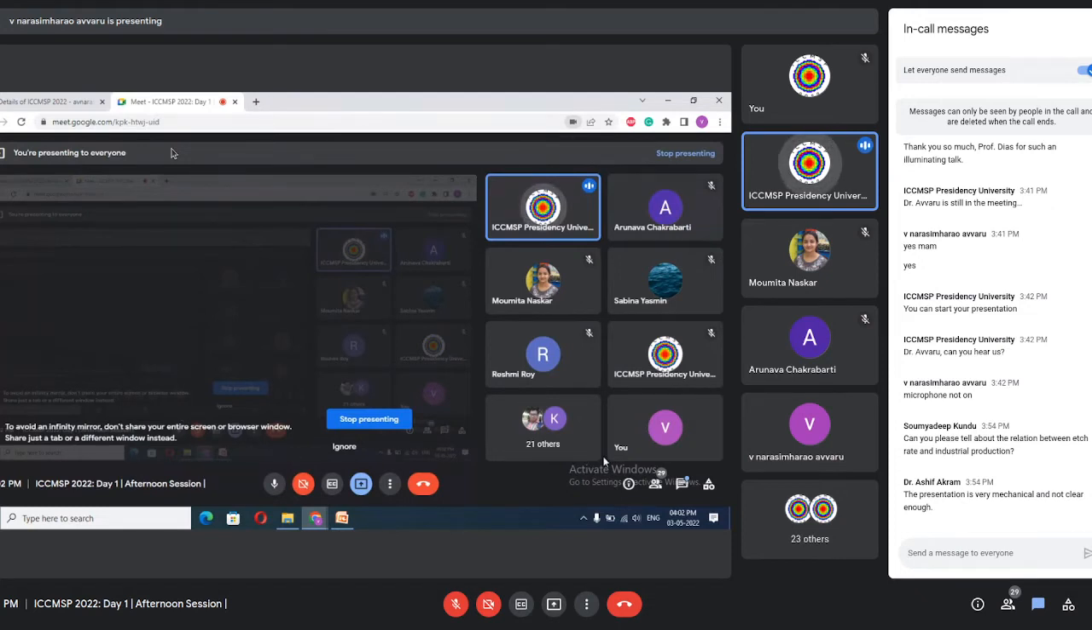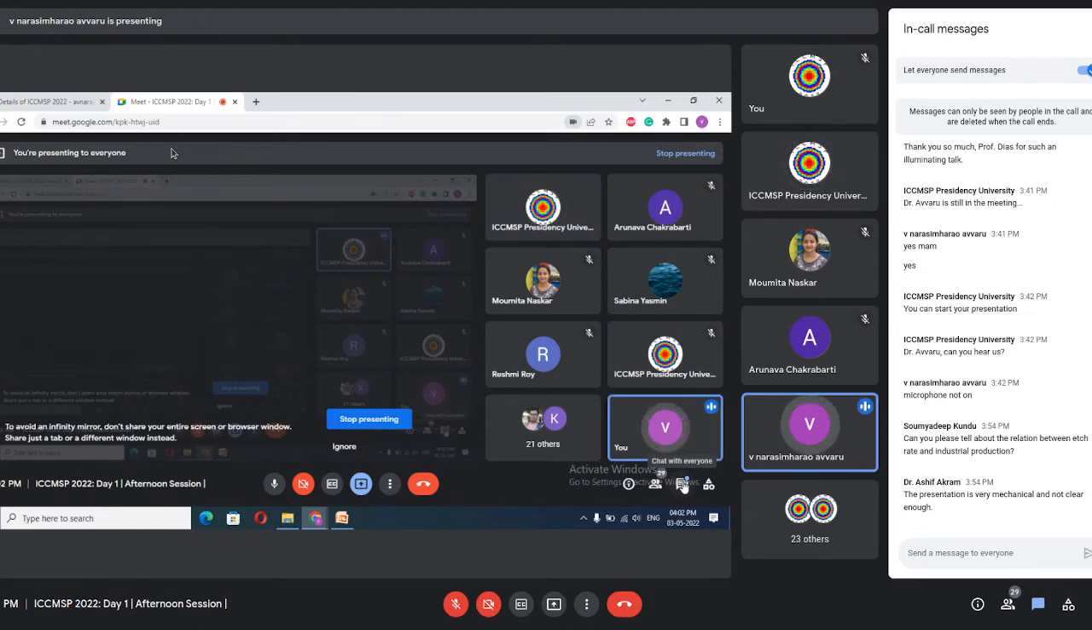Can you please tell about the relation between H rate and industrial production? So in industrial production, we want quick fabrication. Time is very important in industrial production. So whatever we want to fabricate, microstructures for example, very quickly, it saves a lot of energy. That way it is industrially useful.